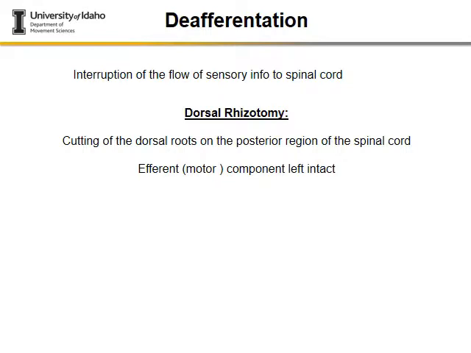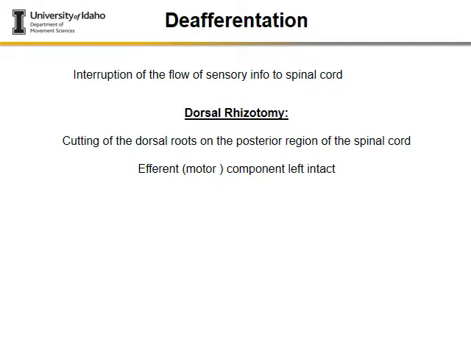Dorsal rhizotomy is a very interesting thing, where in cats back in the day, and I'm pretty sure somebody's probably doing it now, but it happened a lot back in the day, they would sever the dorsal root of the spinal cord, right? So you would not have the ability for the mechanism or the feedback or the sensory input to go to levels of the brain to have that information processing. But the efferent motor component is left intact, right?